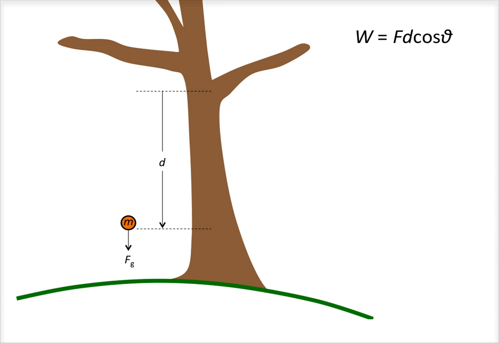It loses potential energy because gravity is doing work. After all, gravity exerts a force over some distance. Let's summarize.